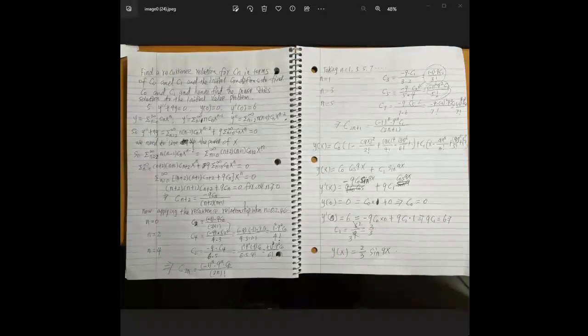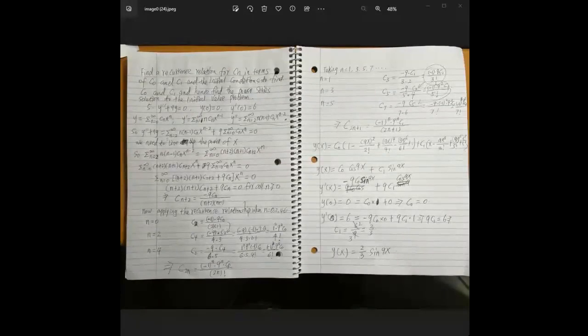I'm missing this notation, so over here factorial. So we know these factorials over here. And then for the C1, we ignore C1. We get this one, a power series, is sine 9x. So that's why we get the general solution: y equals C0 cosine 9x plus C1 sine 9x.